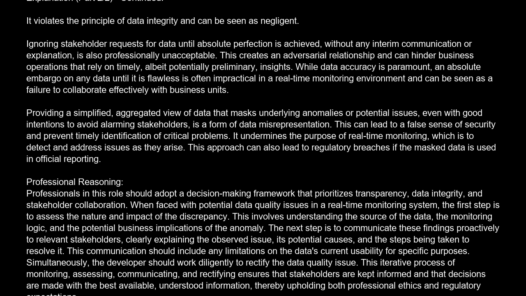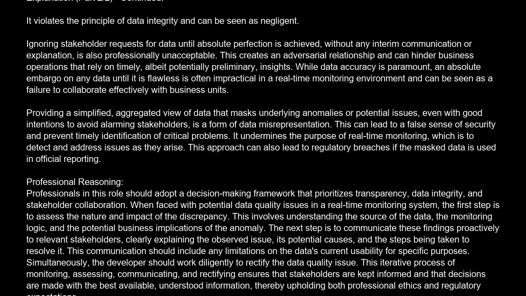Ignoring stakeholder requests for data until absolute perfection is achieved, without any interim communication or explanation, is also professionally unacceptable. This creates an adversarial relationship and can hinder business operations that rely on timely, albeit potentially preliminary, insights. While data accuracy is paramount, an absolute embargo on any data until it is flawless is often impractical in a real-time monitoring environment and can be seen as a failure to collaborate effectively with business units.